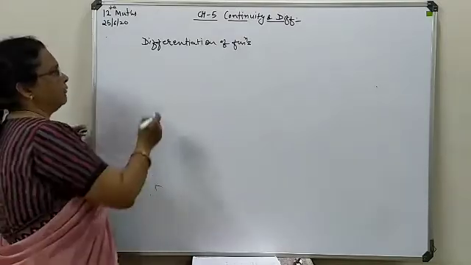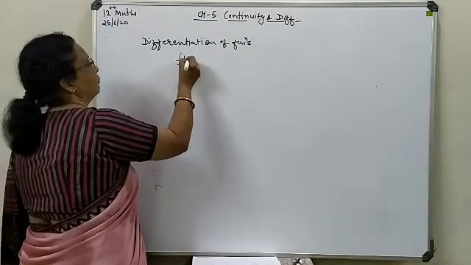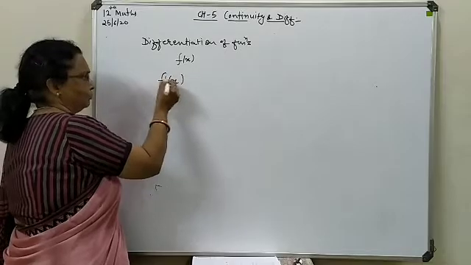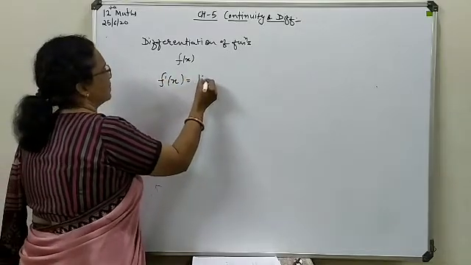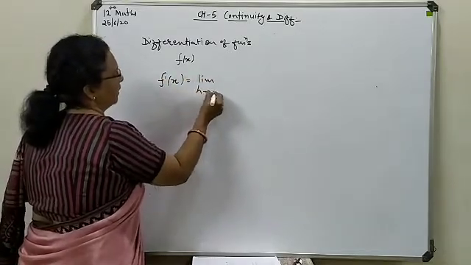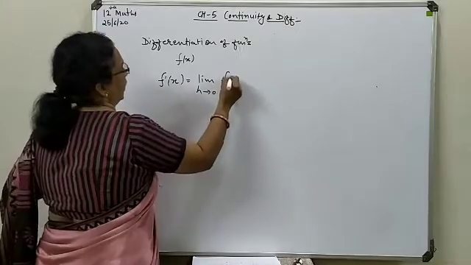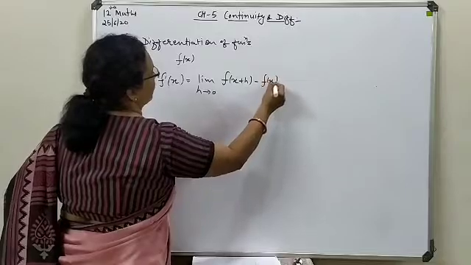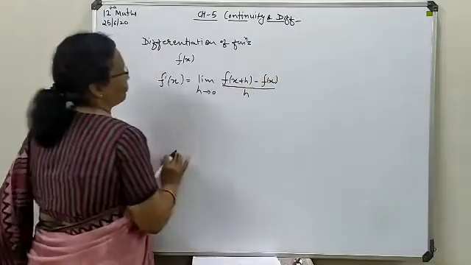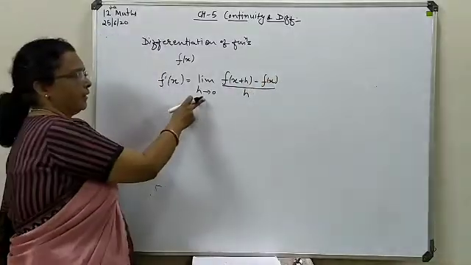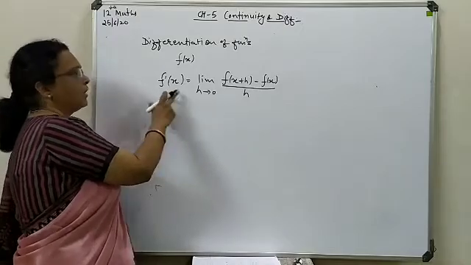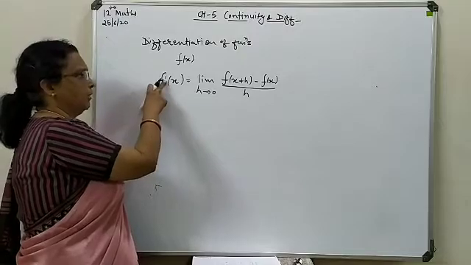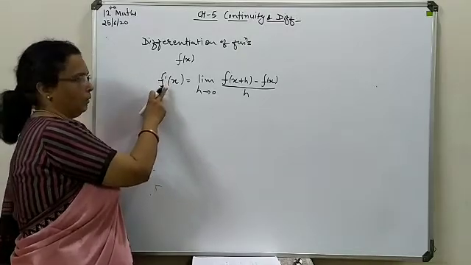In general, if any function is available in the form of x, when you write its derivative, it can be expressed in limit form: limit h tends to 0, f(x plus h) minus f(x) upon h. This is the standard form we have to follow while writing the derivative of any function. For derivative you can use this dash symbol.